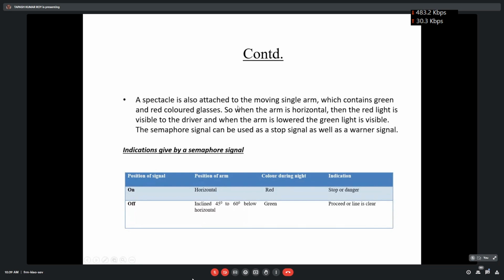A spectacle is also attached to the moving arm, which contains green and red glasses. When the arm is horizontal, the red light is visible to the driver. When the arm is lowered, the green light is visible. I have already discussed everything here. Horizontal means red, stop or danger; off at an angle of 45 or 65 degrees means green, proceed, line is clear.